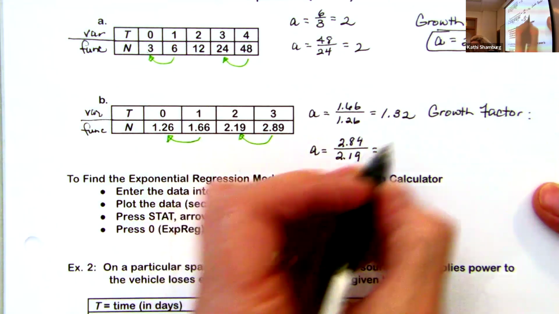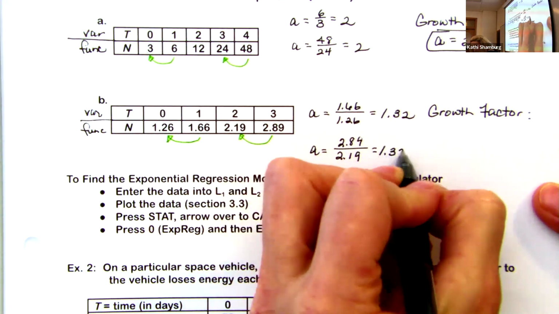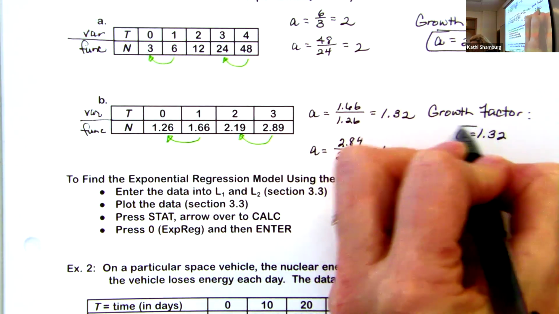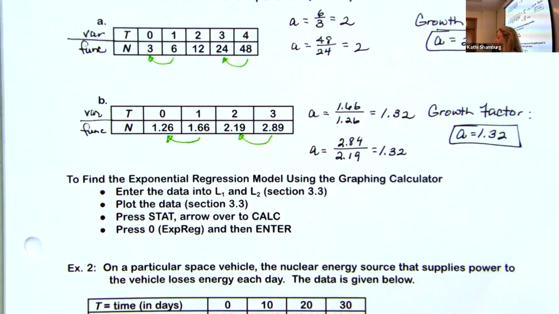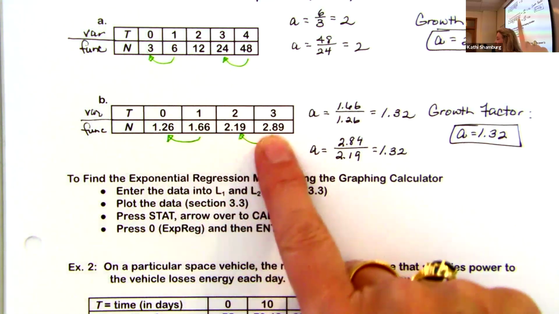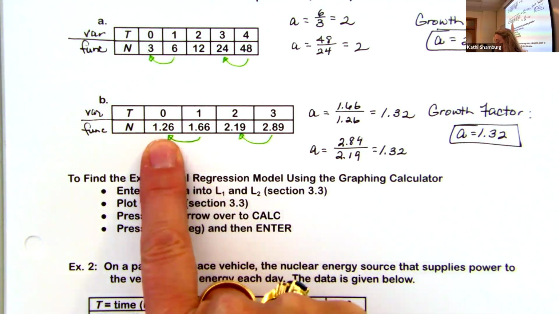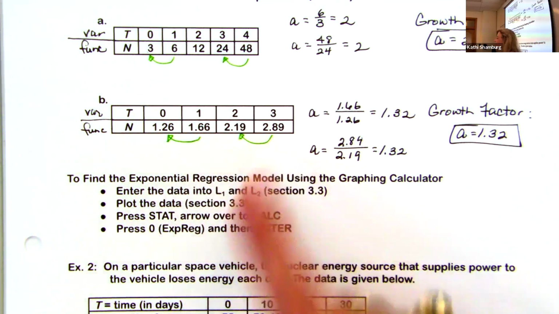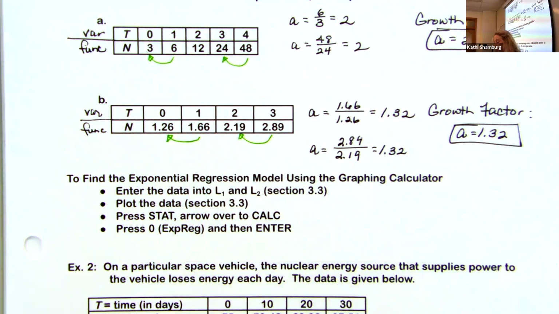Yes, okay. So what we have found is that our growth factor is 1.32, which is definitely larger than 1, so we know we're good. And it's constant, meaning what they did is they took this times 1.32 times 1.32 times 1.32. It was a constant percentage, okay?